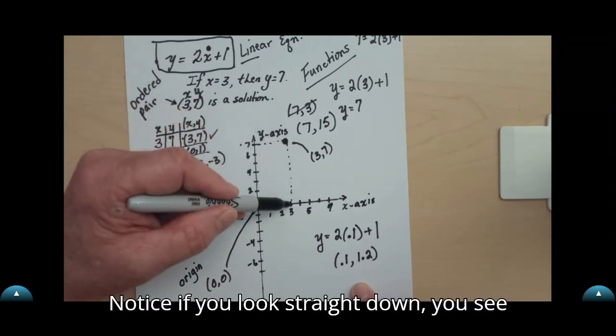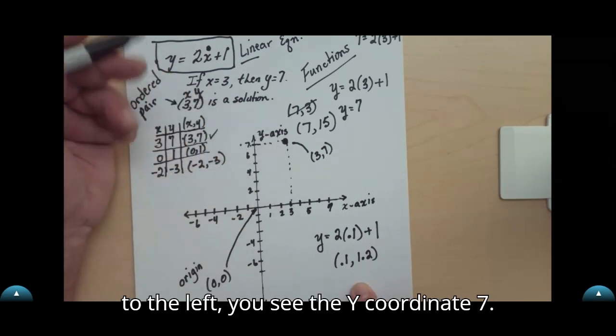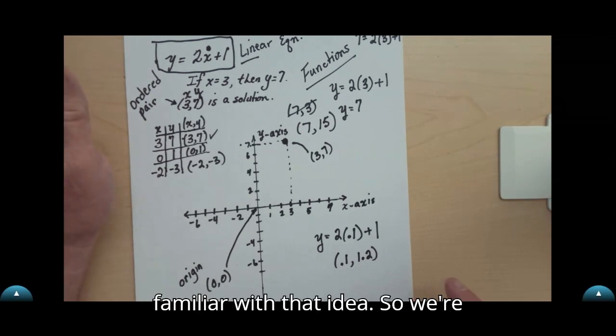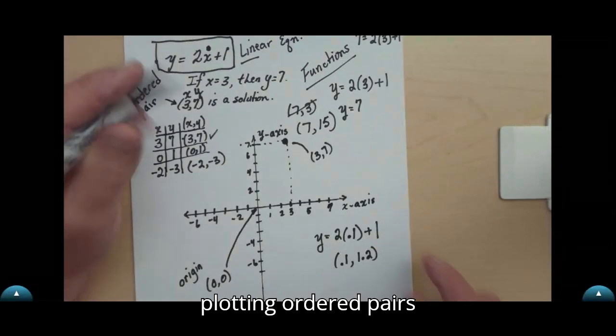Notice if you look straight down, you see the x coordinate 3. If you look straight to the left, you see the y coordinate 7. That's the ordered pair 3, 7. Everybody familiar with that idea? So we're plotting ordered pairs.